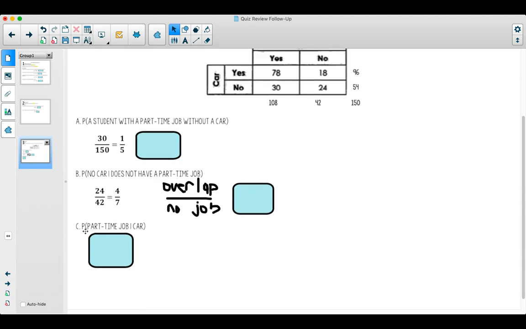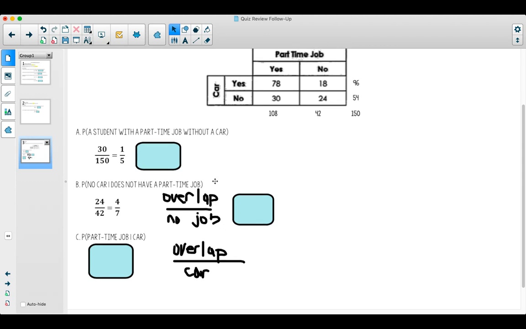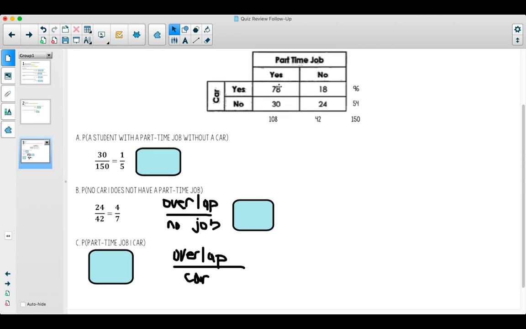So in part C, what is the probability of a part-time job given they have a car? Once again, we're doing that same setup. What's the overlap of those two statements, over they have a car? Here we're looking at the overlap of they have a part-time job and they have a car. That's 78. And then how many people have a car? That's 96. So 78 over 96, which simplifies down to 13 over 16. So hopefully this helped. If there are any follow-up questions, please ask.